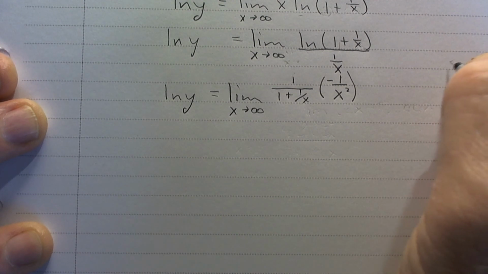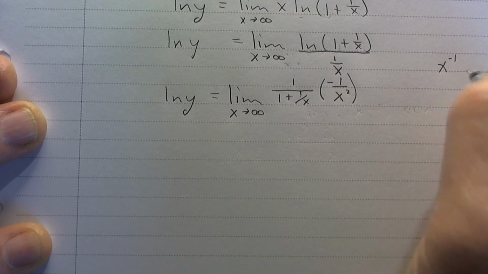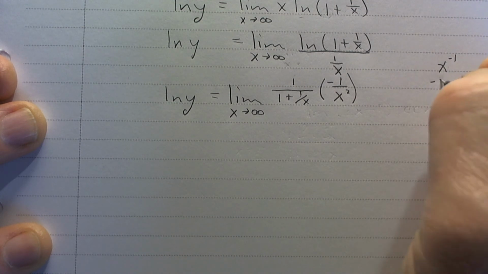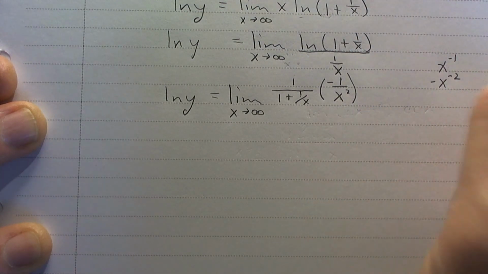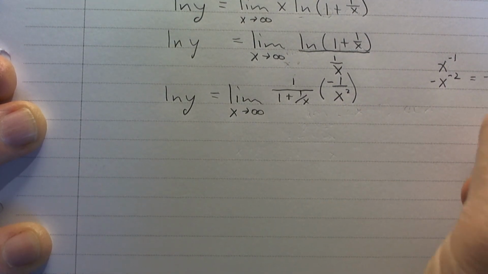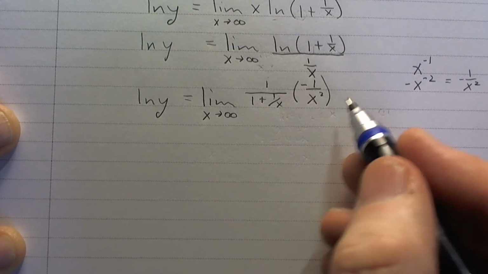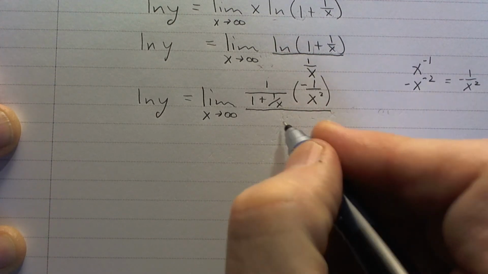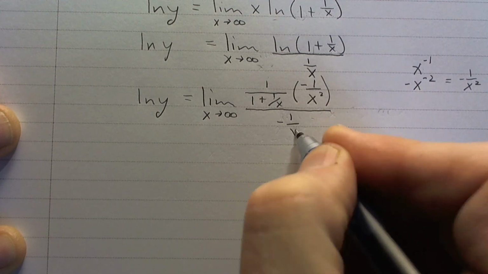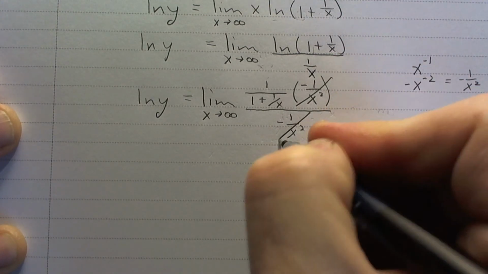Now to see that, think about this. We have x to the negative 1, and if we differentiate that, we've got negative x to the negative 2. So that's where I got this, which is negative 1 over x squared. Now all that over the derivative of the bottom, which is negative 1 over x squared. And you can see these divide out. So let's see where we are now.